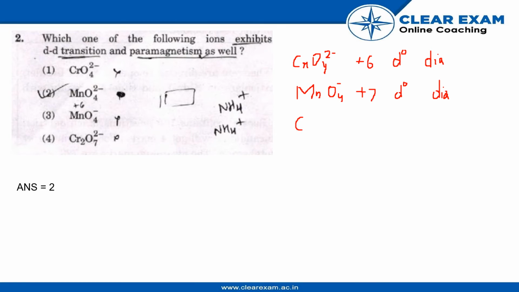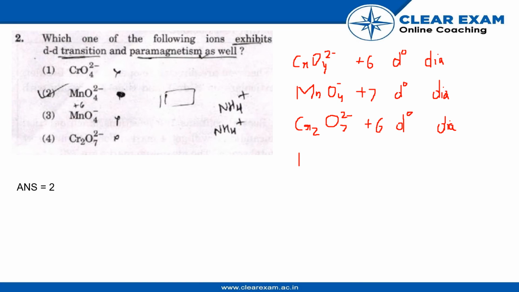Now let's check Cr2O7. It also has an oxidation state of +6 and it also does not have any unpaired electrons in the d orbital, and it is also diamagnetic in nature.